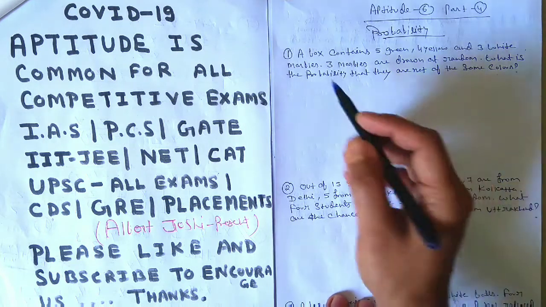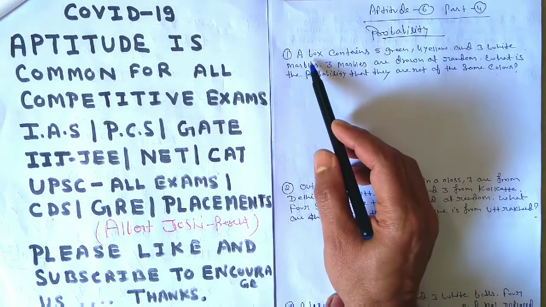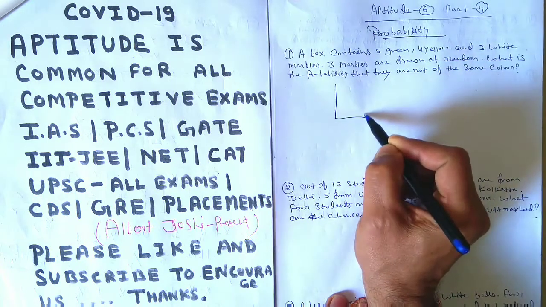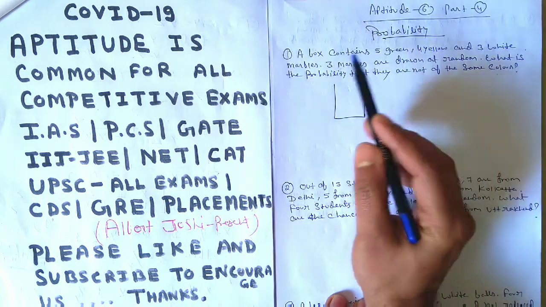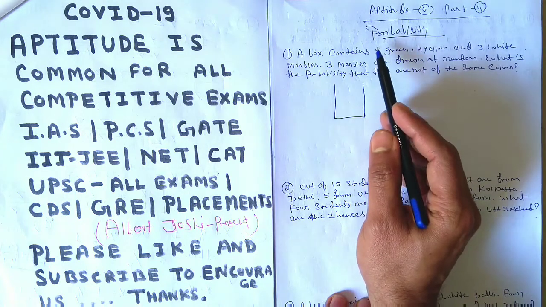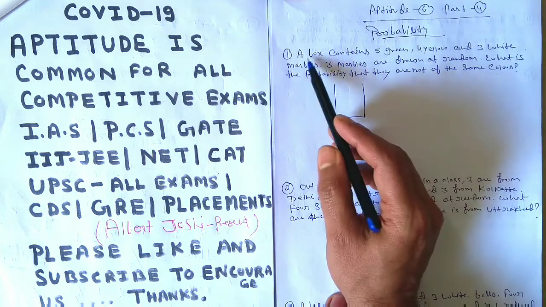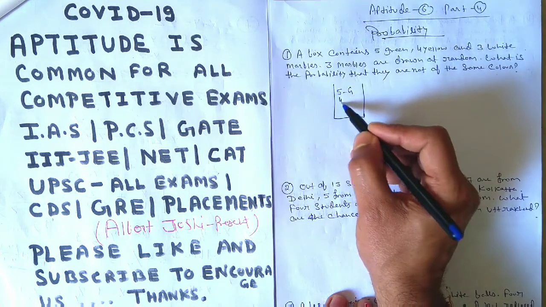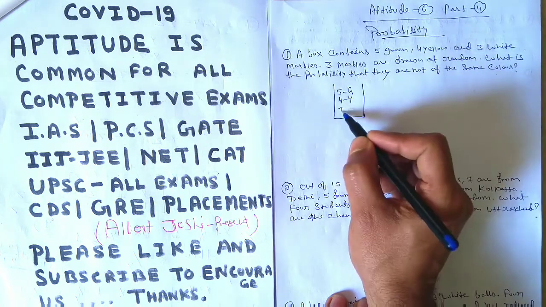Okay, let us start. The first question is, a box contains, again you have the same question. My request, at first go through the previous lecture on permutation and combination, then you must come here. A box contains 5 green balls, 4 yellow balls and 3 white balls.